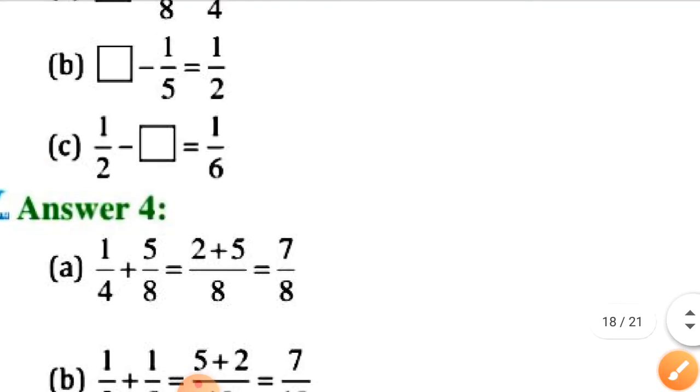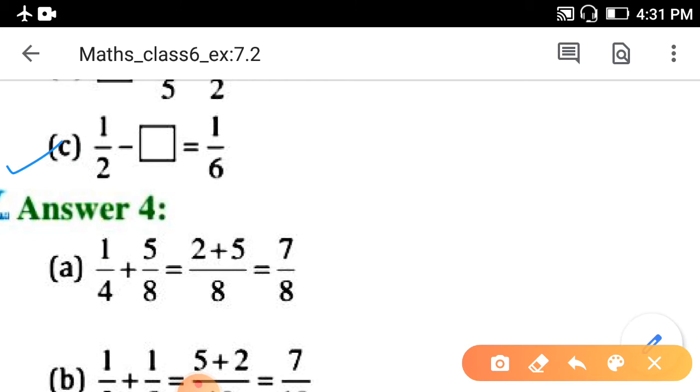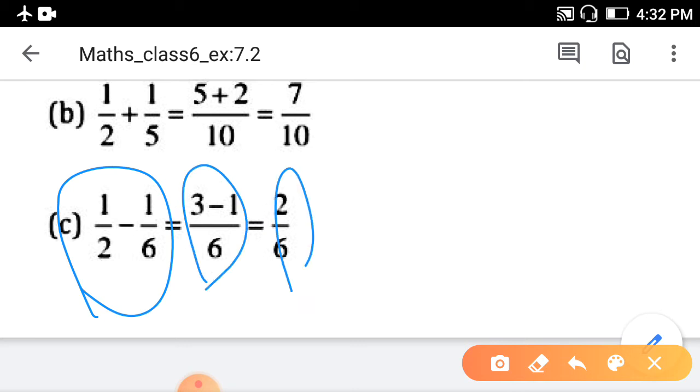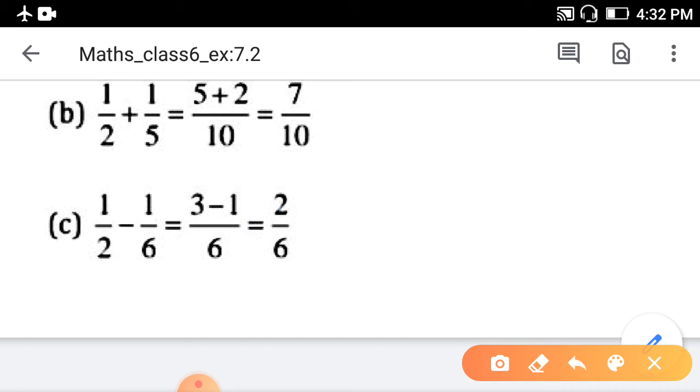Next, see, in this example what you can do, 1/2 as it is, this 1/6 transpose to the left side. So it will be negative, because here it is positive. So let's see how to do. 1/2 minus 1/6. Now subtraction of two fractions, how to do, you know, then you can solve it. So you will get 2/3, or else it will be 1/3. But here 2/6 is the right answer. No need to reduce, make it in reduced form.